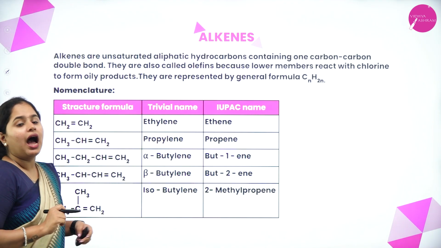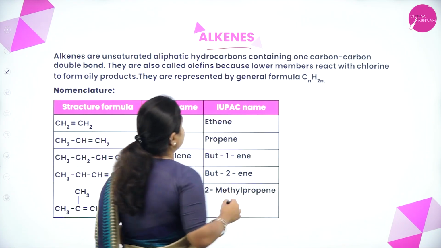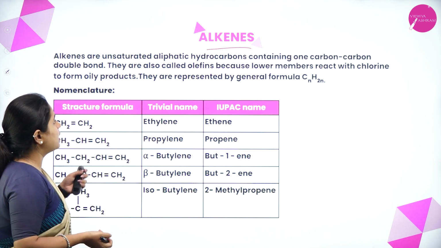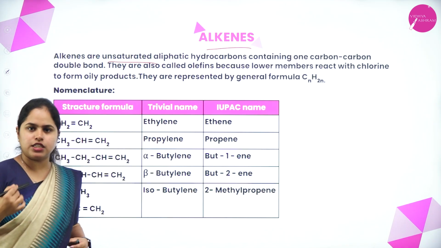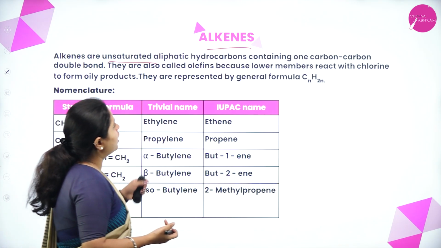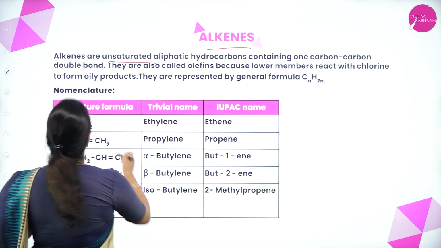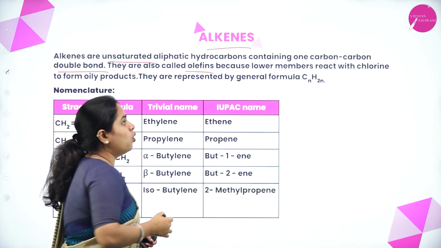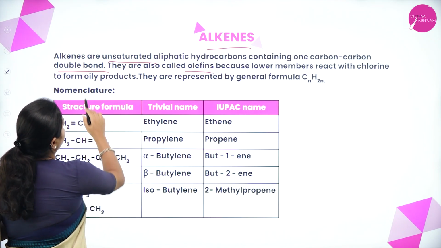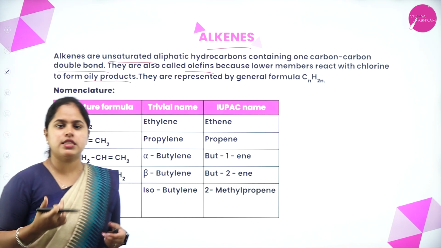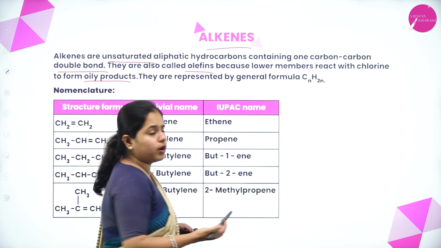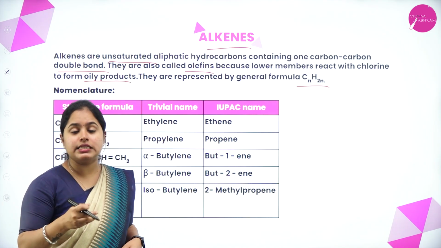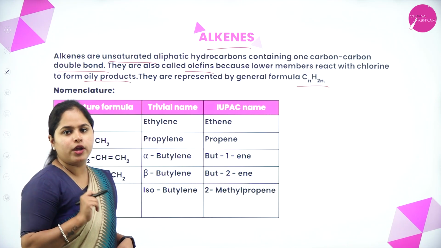Now we are going to start with alkenes. You already know what alkenes are. Those are organic compounds which contain at least 1 double bond, right? Alkenes are unsaturated. Unsaturated means it stands for a double or triple bonded system. They are aliphatic hydrocarbons containing 1 carbon-carbon double bond. They are also called olefins because the lower members react with chlorine to form oily products. As they form oily products, they are called olefins, and the general formula for them is CnH2n. For alkanes it is CnH2n+2, for alkenes it is CnH2n. I hope that is clear.